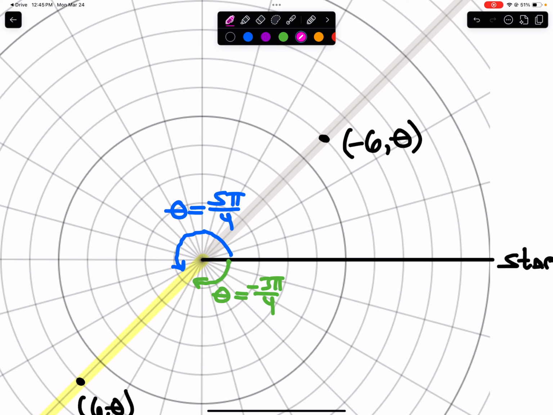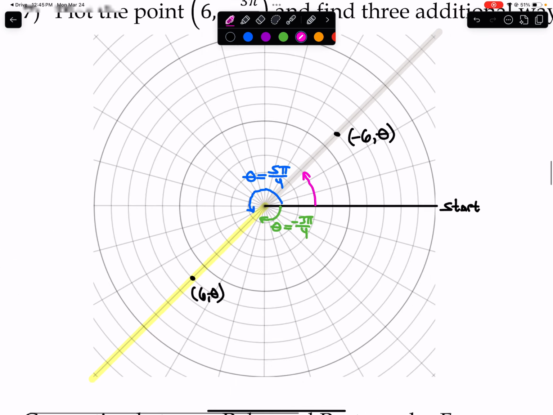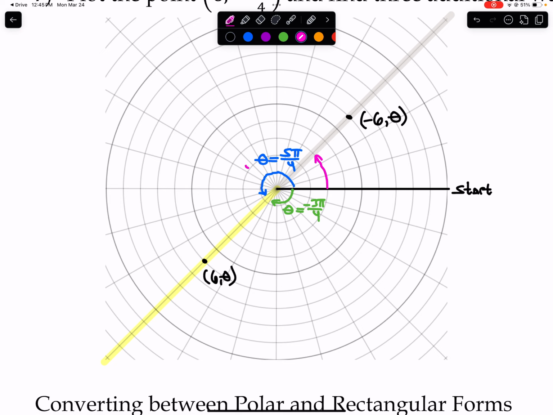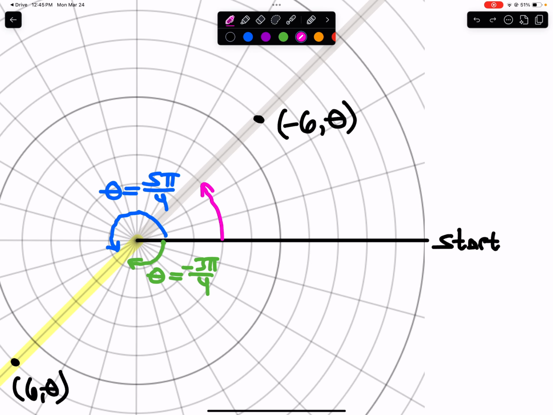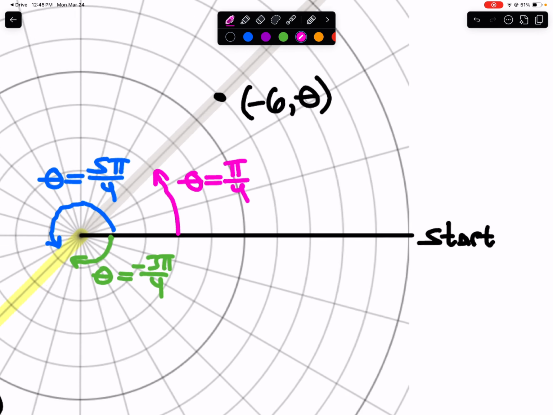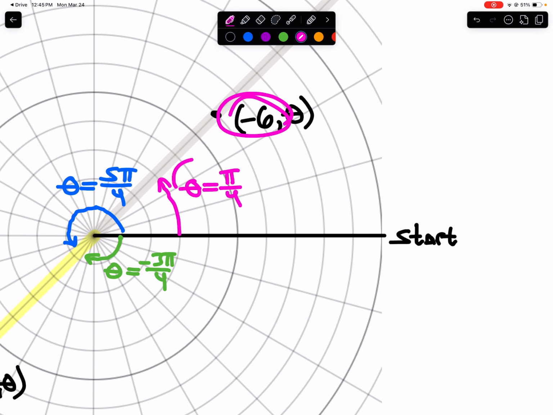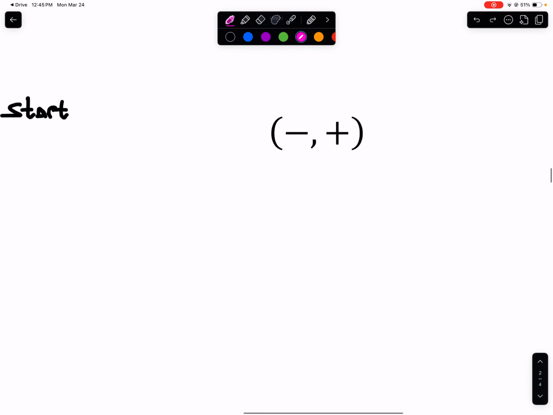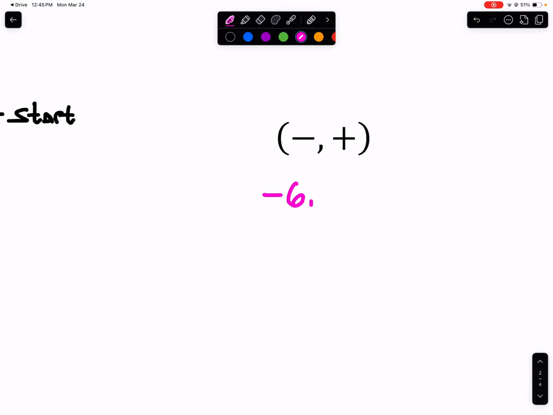So if I look at my angle here, if I start in standard position and go up, I'm looking for the angle that is across diagonally from 5 pi over 4. So if I think about the unit circle, across from 5 pi over 4, that's going to give me pi over 4. So I know this angle right here, if I have a negative r value but a positive angle, means I'm going to have negative 6, comma, pi over 4.